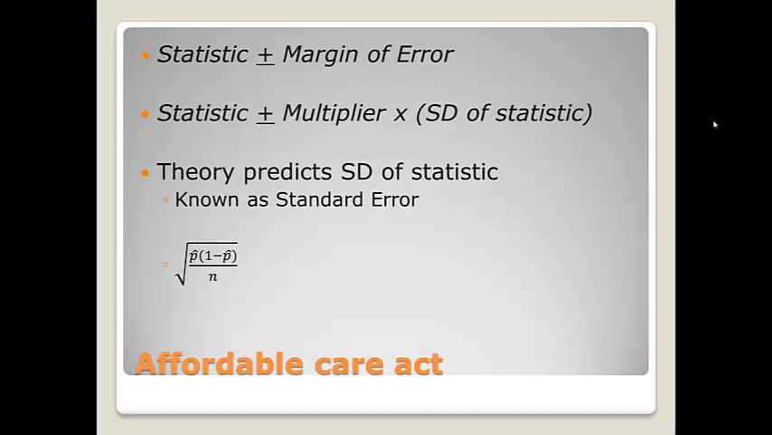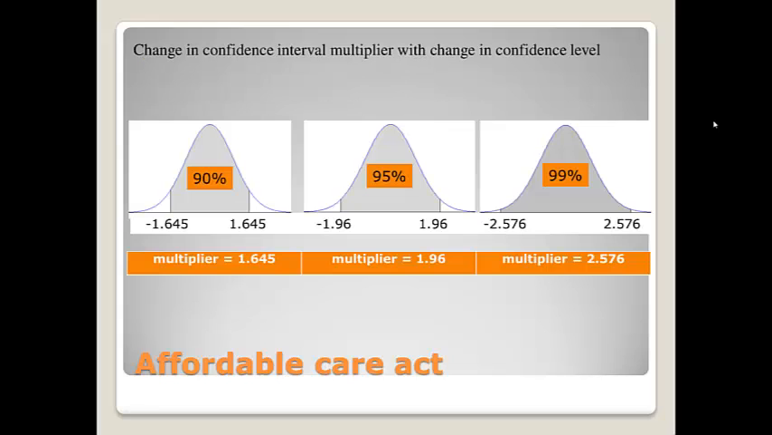Now, the theory-based approach predicts the standard deviation of the statistics. That value is known as the standard error. And in this case, that prediction is the square root of the sample proportion times 1 minus the sample proportion divided by the sample size. While we can compute the standard error directly with that formula, it does leave the question of what's the multiplier?